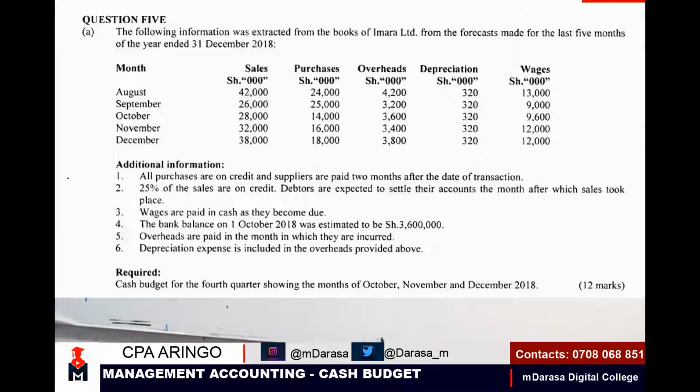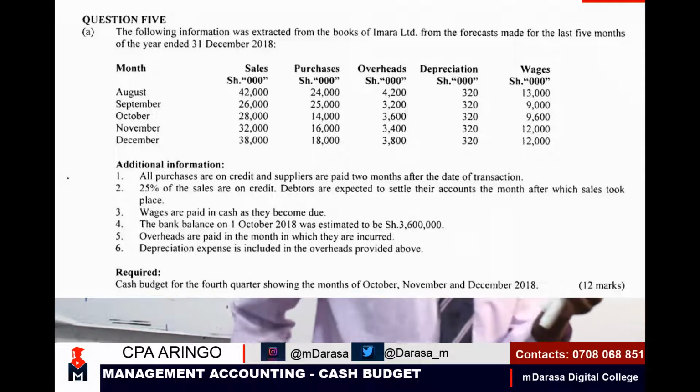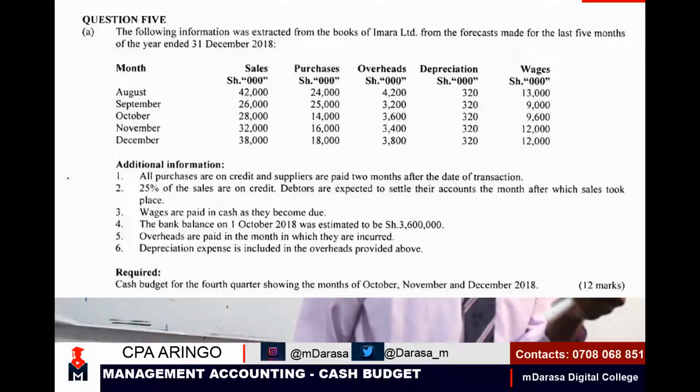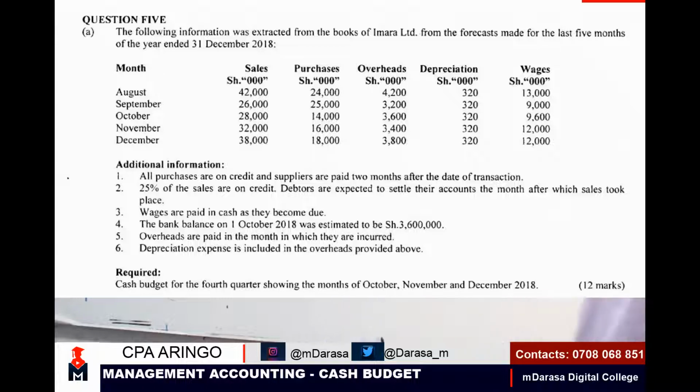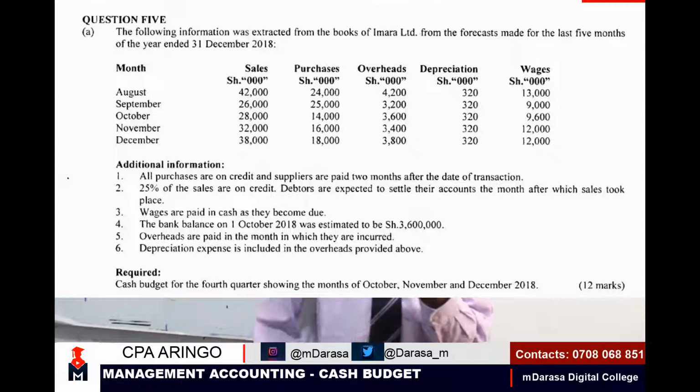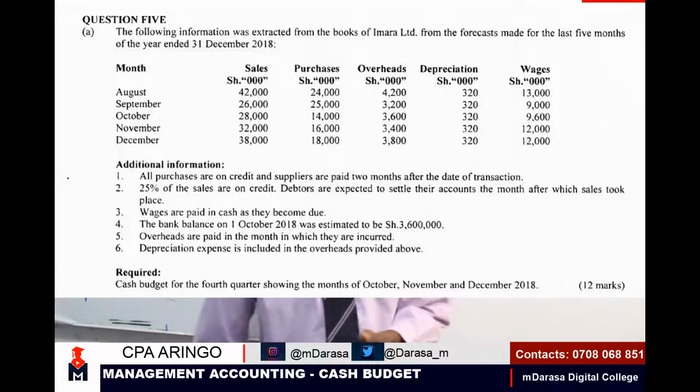The examiner was clear. He told us that all purchases are on credit and suppliers are paid 2 months after the date of transaction. So my payments, our outflow, are made 2 months after the month of transaction. Then note 2, you are told that 25% of sales are on credit. Debtors are expected to settle their accounts the month after which sales took place. So 25% of the sales are on credit, meaning that 75% are on cash, whereas the debtors, these are sales on credit, are expected to settle their account the month after which sales took place. So that should be the next month, right?